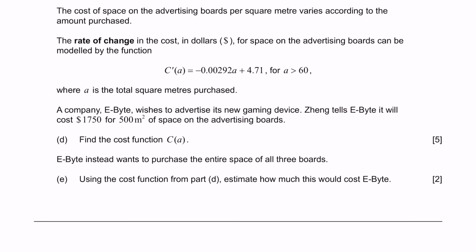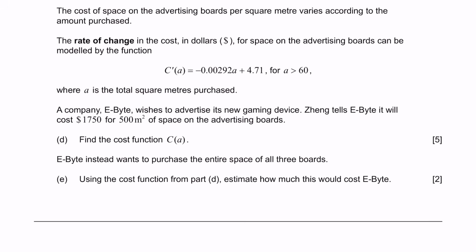A company, eByte, wishes to advertise its new gaming device. Zhang tells eByte it will cost $1,750 for 500 meters squared of space on the advertising boards. Part D asks us to find the cost function, C of A.